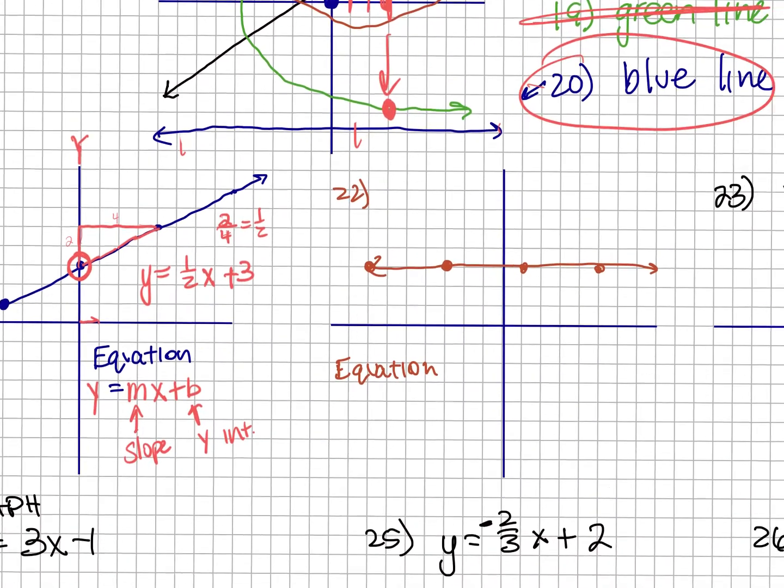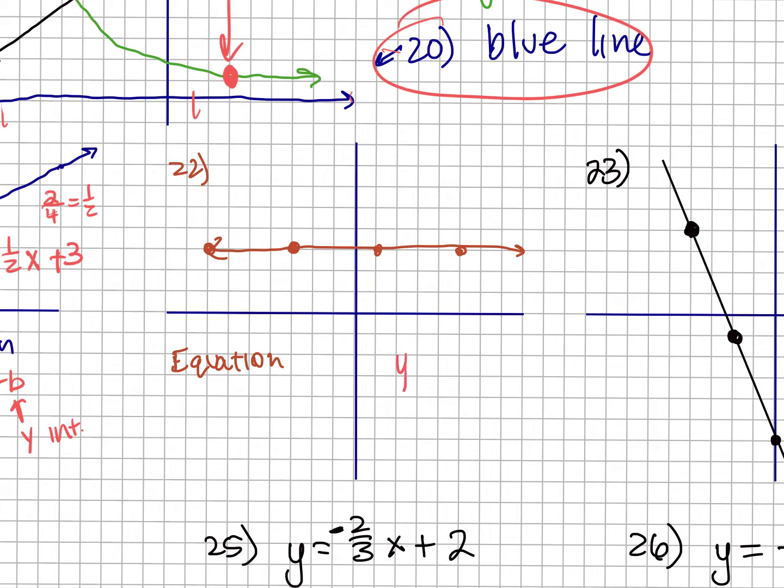Okay, so if I go over to this one, y equals mx plus b. This one starts at 3 as well, so it's going to be y equals mx plus b.